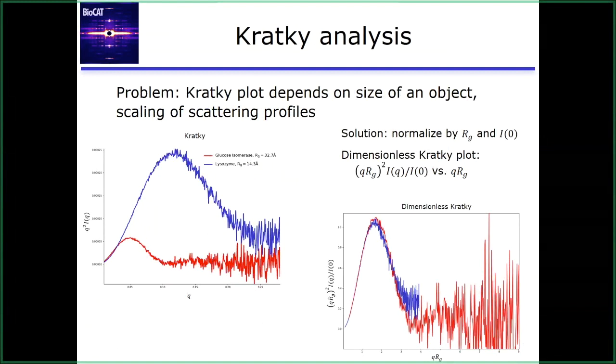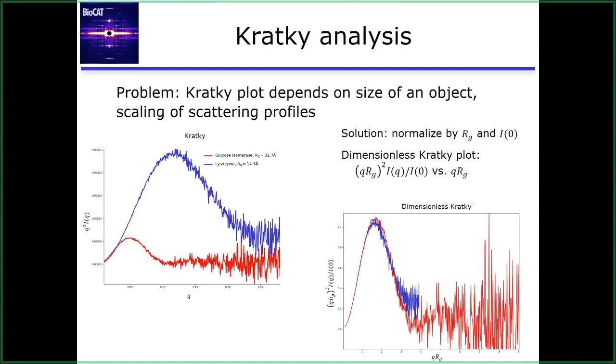Fortunately, though, there is a way around this, and some very clever folks started using this about 10 years ago now to do kind of extended Kratky analysis. The idea is that we can basically normalize out the effect of the size by normalizing by RG and I0. So anywhere in the Kratky plot there's a Q, multiply by RG. Anywhere there's an I of Q, divide by I of 0.